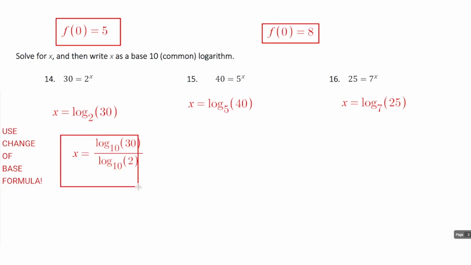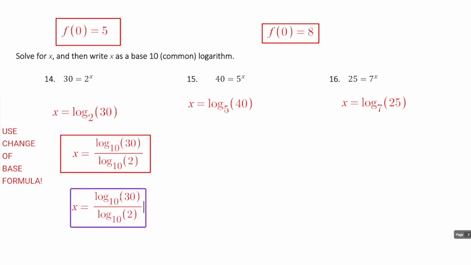This is kind of an unconventional way to write this, to be honest with you. This base of 10, usually you do not see 10 written as the base. It's kind of like when you write x, you don't write a coefficient or exponent of 1. It's just sort of implied. Usually when you have base 10, you just write log and you don't write the base 10. In other words, typically if we were to write this as a base 10 logarithm, we would just say log 30 divided by log 2.